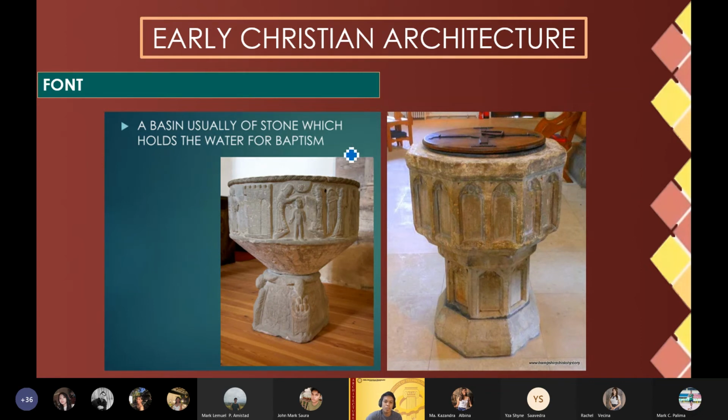So what they do is they provide covers for the fonts. Some of them have bigger, dako kayo nga fonts, pwede i-ana ang ulo sa bata. Some of them are smaller, pwede gamay lang, para cup lang ang gamit. So the design differs from time to time, but it started during the early Christian architecture.